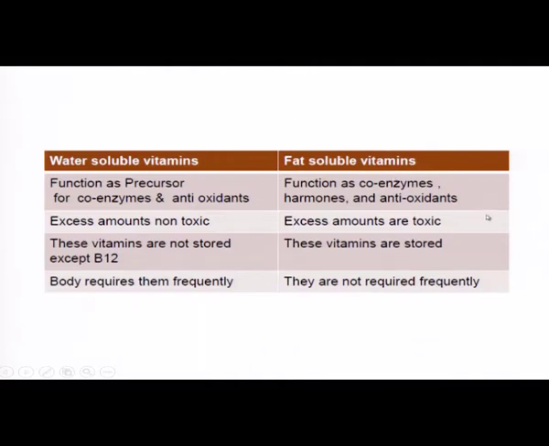So, they have a very high propensity to stay in our tissues, especially in the adipose tissue and in the liver. That is the third point you need to notice. They are not stored, except vitamin B12, whereas most of the fat soluble vitamins are stored, especially in the liver, probably kidneys or maybe those fat rich adipose tissues, but predominantly the liver, being the primary organ for storage and synthesis of fat soluble vitamins.